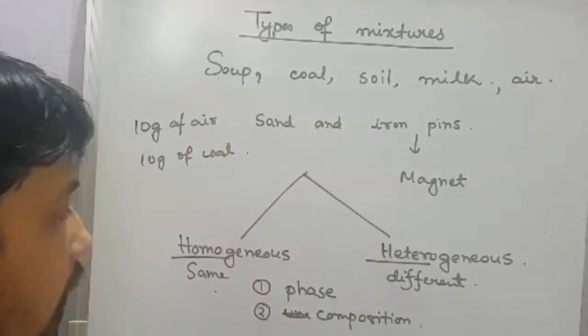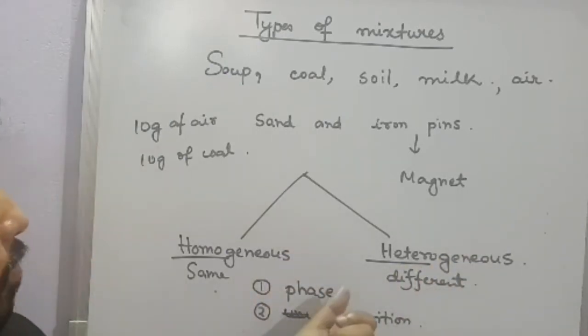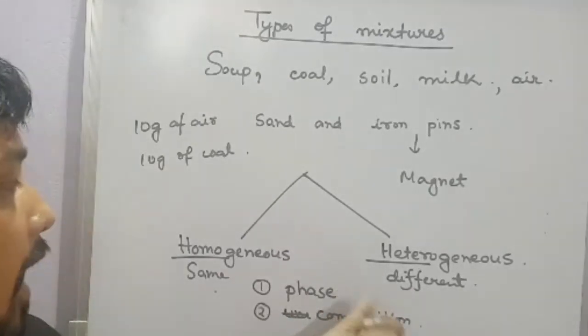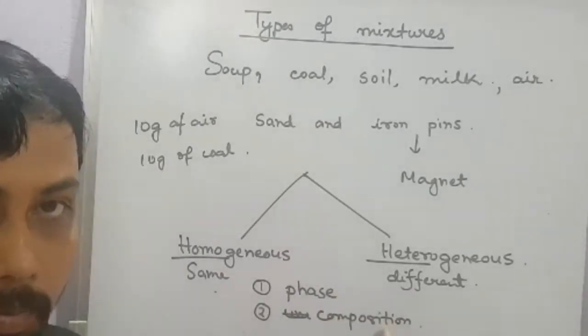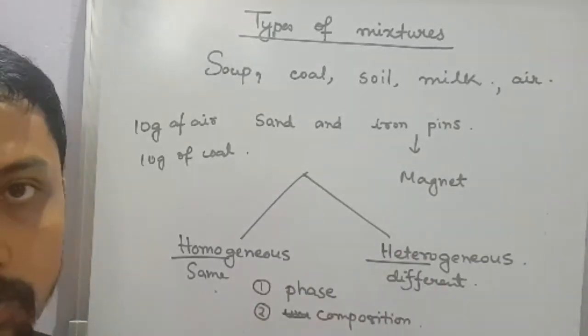To sum it up, you have to understand the difference between homogeneous and heterogeneous mixtures. You have to look at the phase, whether it is one thing or not. If it is one thing, homogeneous. And you have to look at the composition, if it is uniform or not. If it is uniform, then it is homogeneous. If it is not uniform, then it is heterogeneous, right?